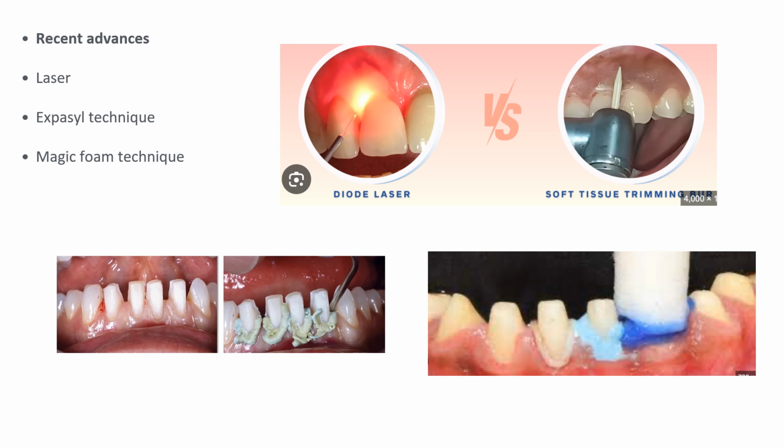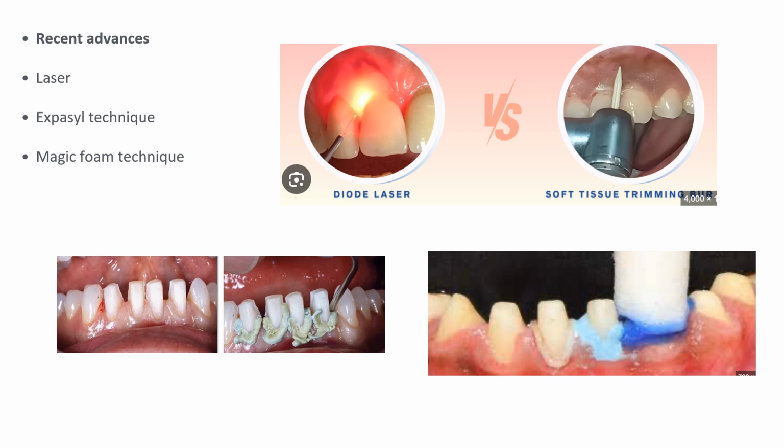Then coming to the Expasyl technique and the Magic Foam technique. The Expasyl technique is where you use alum, aluminum chloride, and kaolin along with impression materials like polysiloxane. The concept is that the moment you apply this paste around the soft tissue, it will swell the gingival tissue. As a result, the gingiva will get retracted from the tooth surface. This is one of the painless techniques, and the Magic Foam technique is also similar to that. It's also an impression technique.